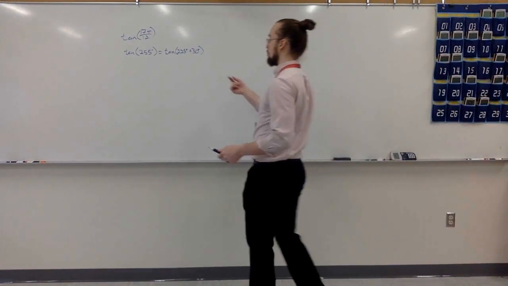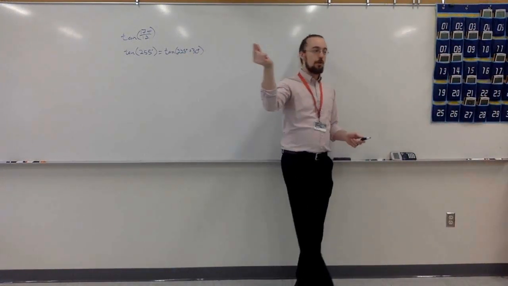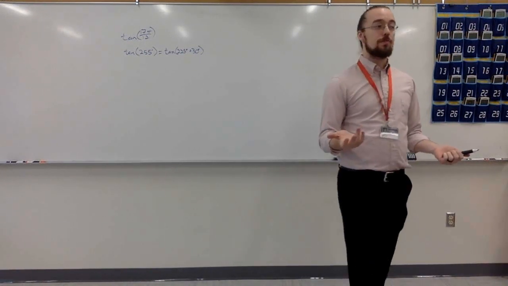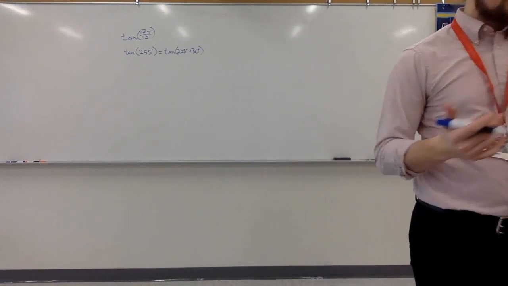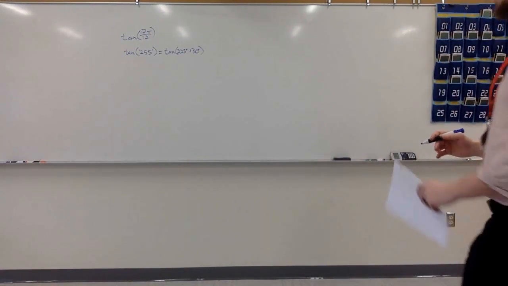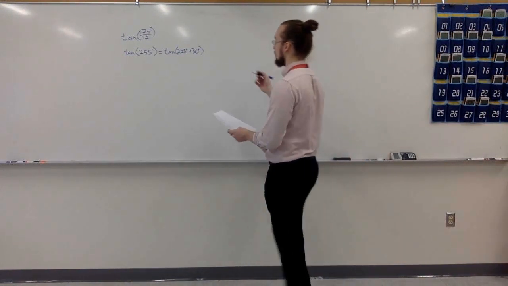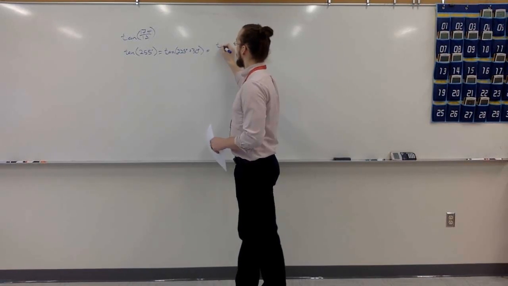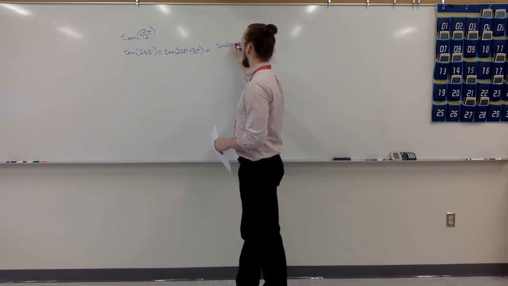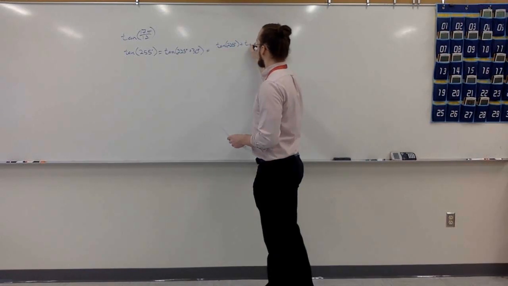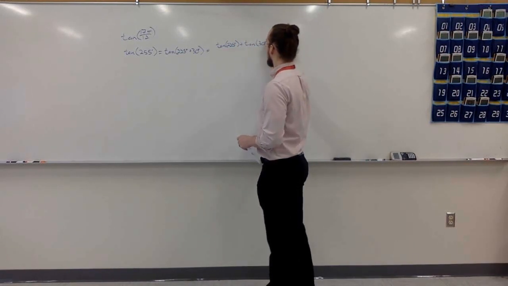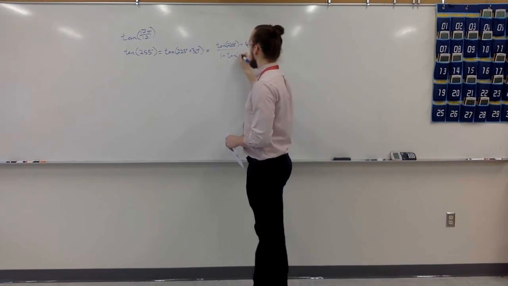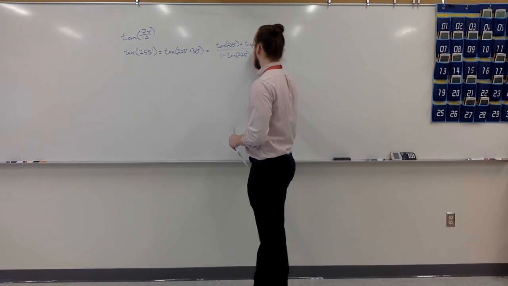Sam suggested that we use 225 and 30. 225 plus 30 would get us 255. So that works. If we look at our formula for tangents, I'm using the sum formula. This would split up into tangent of 225 plus tangent of 30, over 1 minus tangent of 225 times tangent of 30.